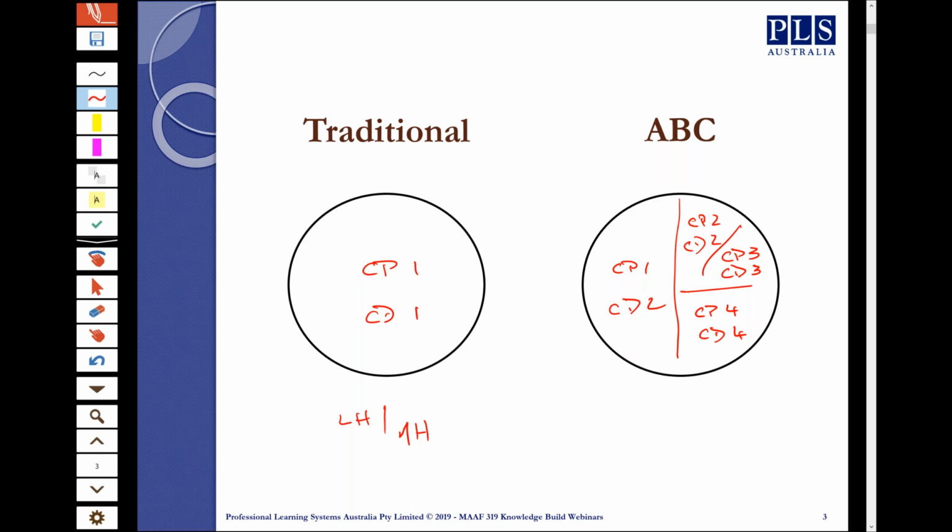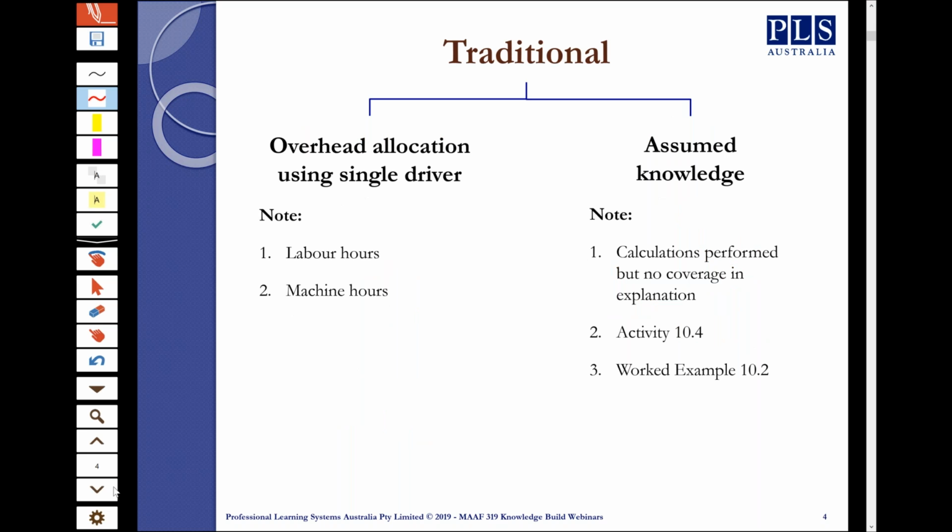If we then come back and consider traditional a little bit more, I've already noted that it's an overhead allocation using a single driver. Typically that will be labour hours or machine hours. And I would suggest if the Institute goes this path in the exam, it's going to have to be given to you. What is curious, however, is that the Institute, unless I'm missing something, I can't actually see where they explain traditional costing to you.